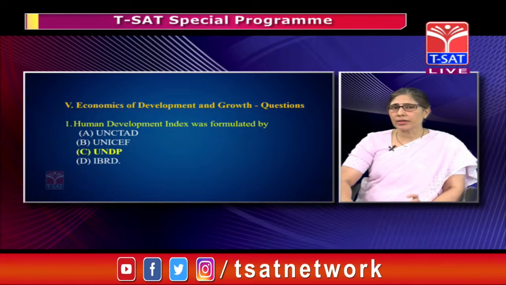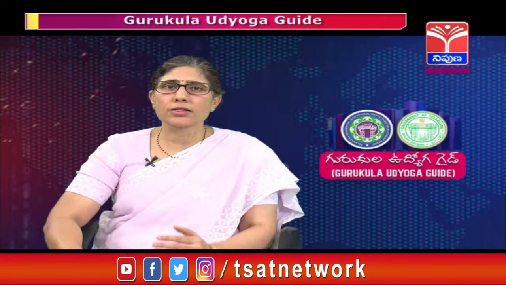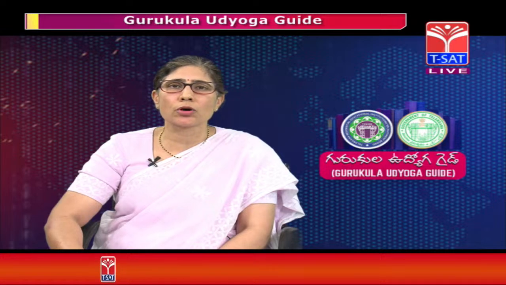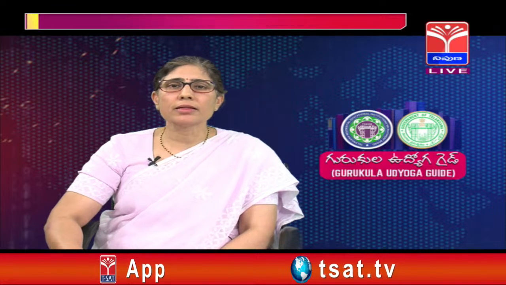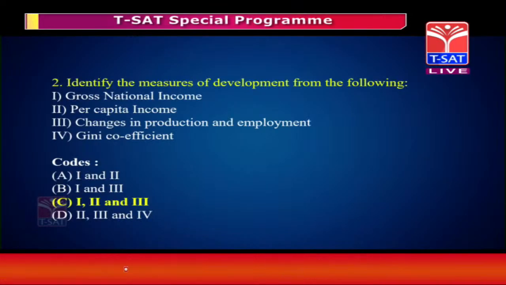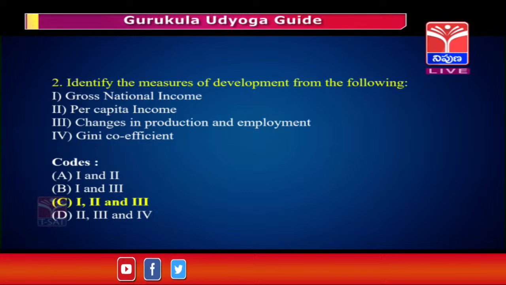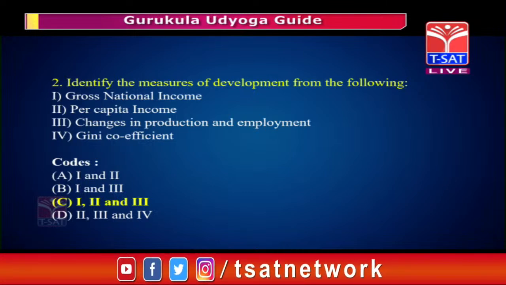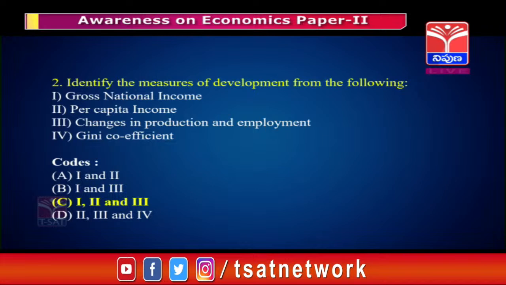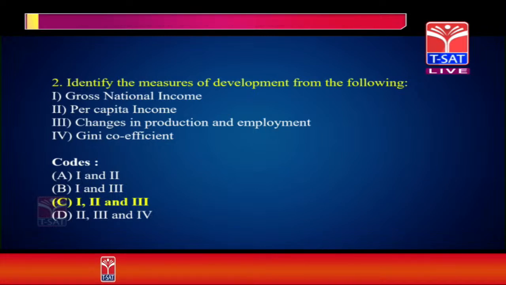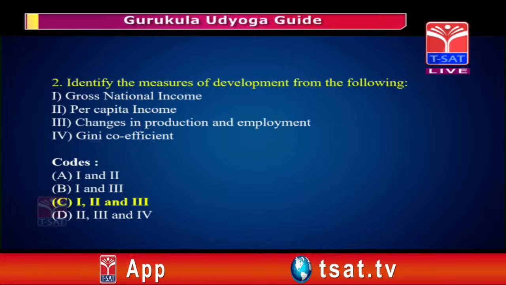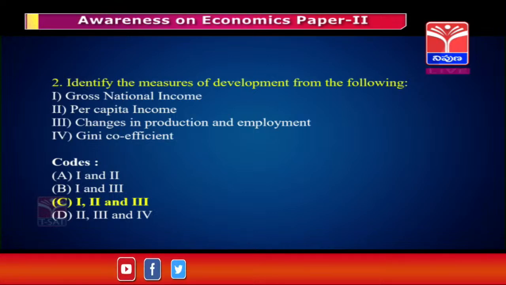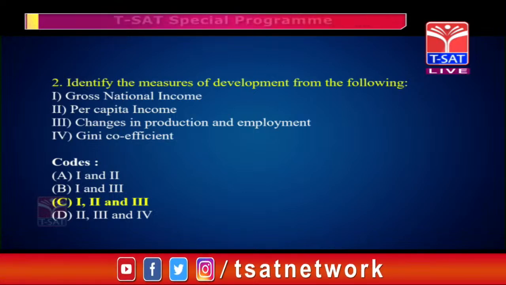So this is one very important question that you should understand. You will have a lot of multiple choice questions coming from the Human Development Index also. Then coming on to identifying the measures of development, we have the gross national income, per capita income, changes in production and employment, and the Gini coefficient. So the third option here, which takes into consideration gross national income, your per capita income, and the changes in the production and employment, are all the measures for taking development into consideration.